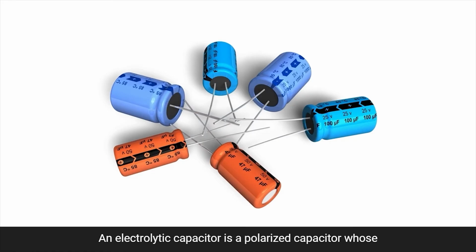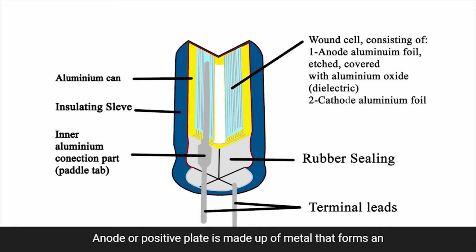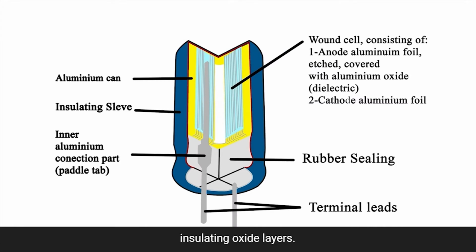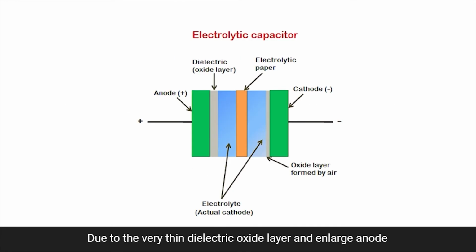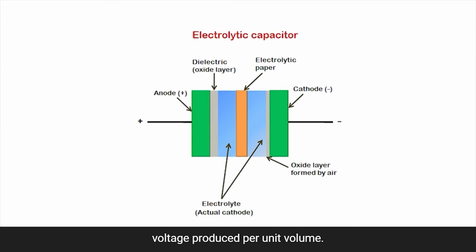An electrolytic capacitor is a polarized capacitor whose anode or positive plate is made up of metal that forms an insulating oxide layer. This oxide layer acts as the dielectric of the capacitor. A solid, liquid, or gel electrolyte covers the surface of the oxide layer, serving as the cathode or negative plate of the capacitor. Due to their very thin dielectric oxide layer and enlarged anode surface, electrolytic capacitors have a much higher capacitance-voltage product per unit volume.